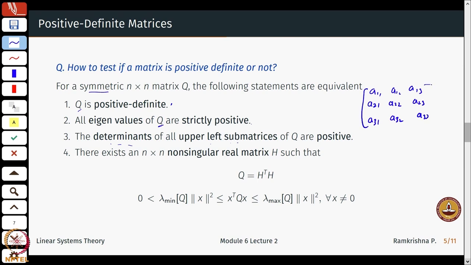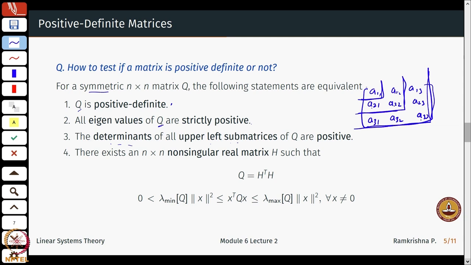Okay. So, what does this mean? First, A11 should be greater than 0, and if I compute the determinant of the 2 cross 2 element starting from here, this determinant should also be positive. So, A11 should be greater than 0, the determinant of these 4 elements A11, A12, A21, A22 should be positive, and this also should be positive, the entire determinant of the matrix. So, these are all the upper left sub matrices of Q, and of course, the original one by itself. Okay. Is there another test?